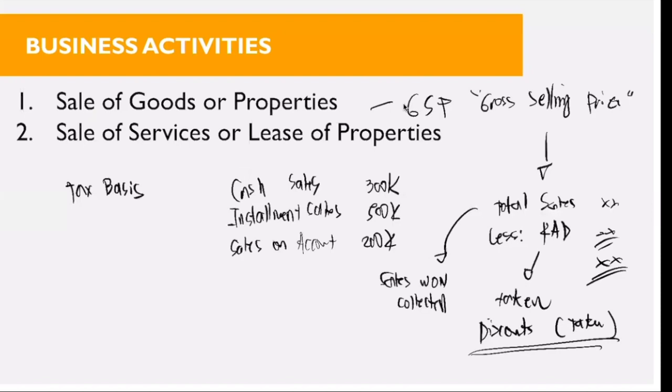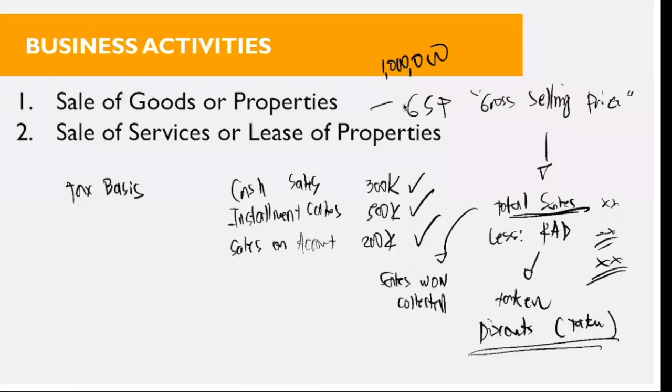If we need to look at your gross selling price, if that is a seller of goods or properties, what is the gross selling price? That is total sales, less returns, allowances, and discount. For your sales, we include all sales, whether or not collected. So we will include all the three. So our answer here is 1 million pesos for your total sales. Do you have any returns, allowances, or discount? Wala naman. So how much is included? 1 million pesos. So you will tax the 1 million pesos.